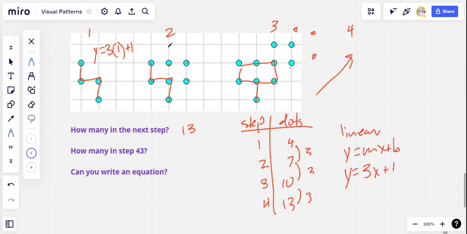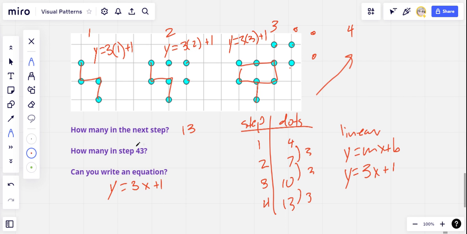But let's test that out just to be sure. So let's try it with step 2. Y equals 3 times 2 plus 1. 3 times 2 would be 6 plus 1 is 7. Yeah, that's how many dots there are here. How about with step 3? Y equals 3 times 3 plus 1. 3 times 3 is 9 plus 1 is 10. Yeah, that's how many dots we have in step 3. So it looks like our equation is y equals 3x plus 1.